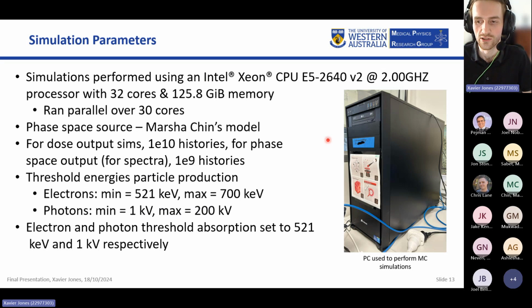The min and max threshold energies for particle reduction for electrons and photons, respectively, were 521 and 700 keV, and 1 keV and 200 keV. The electron and photon absorption thresholds were set to 521 and 1 keV, respectively.